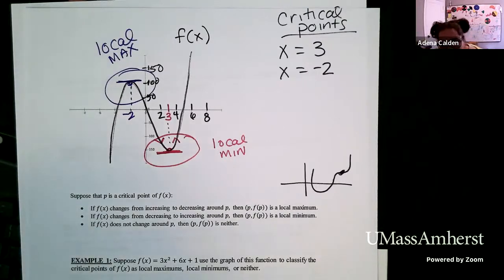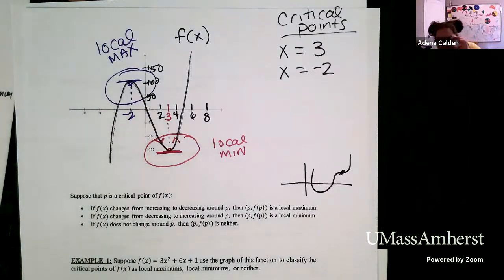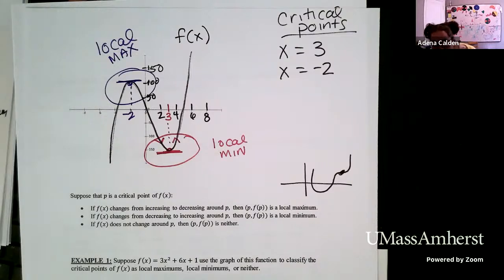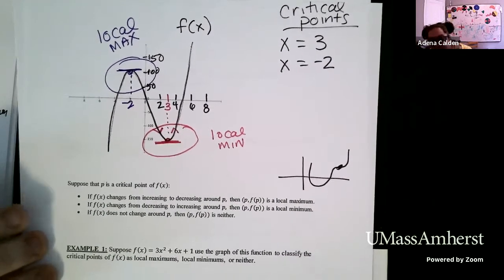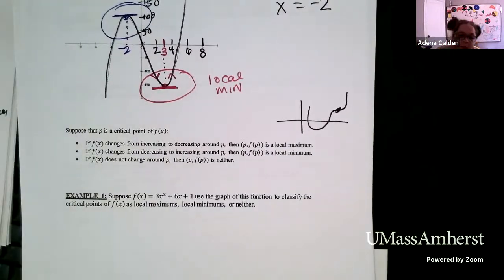So what does that mean for what we're doing? It means that if we are using the first derivative test, we are still finding our critical points as we have before, but then we are comparing it to the graph of the original function to determine what it's doing. So let's look at an example of this. Suppose that f of x equals 3x squared plus 6x plus 1. Use the graph of this function to classify the critical points as maxes, mins, or neither. So what you need to do here is find the critical point by setting the first derivative equal to 0.